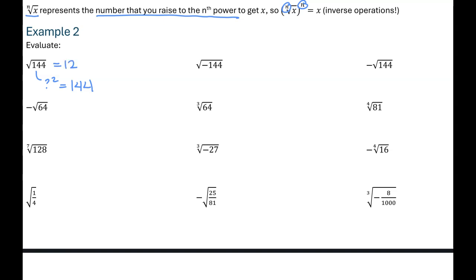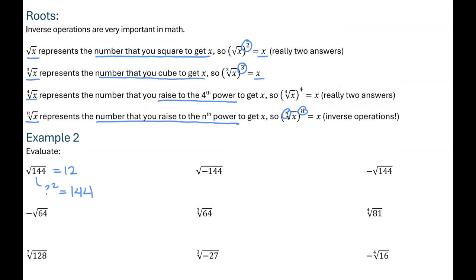I did have notes along the way, and I didn't really remember to point it out as we were there. With the even roots, there's really two possible answers. If you're asking yourself, what do I square to get 9? The truth is that you could square 3, or you could square -3. So there's always a negative and a positive answer.